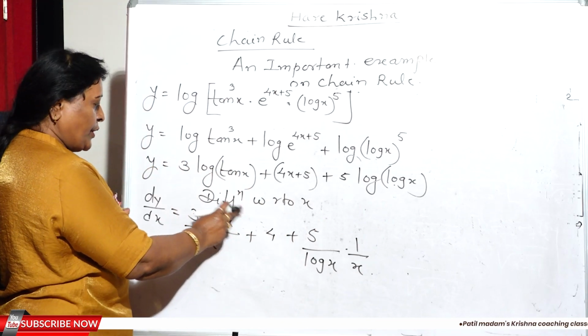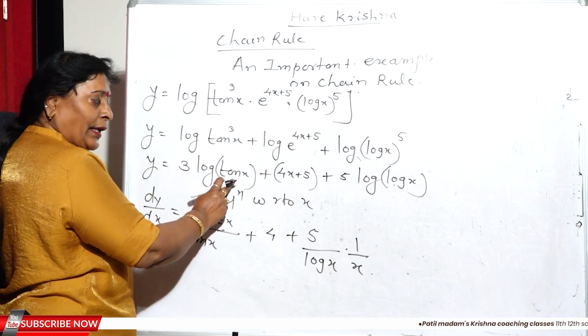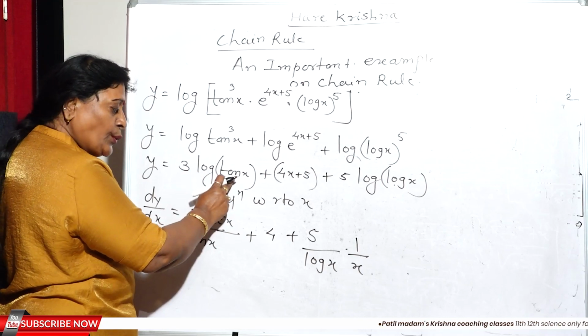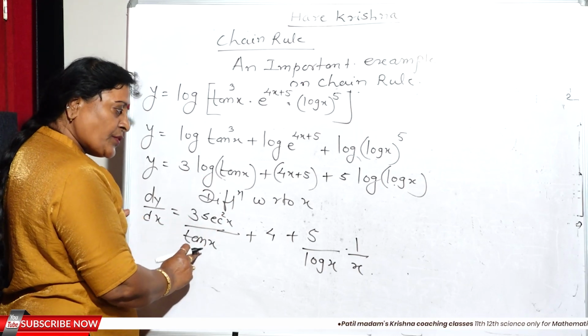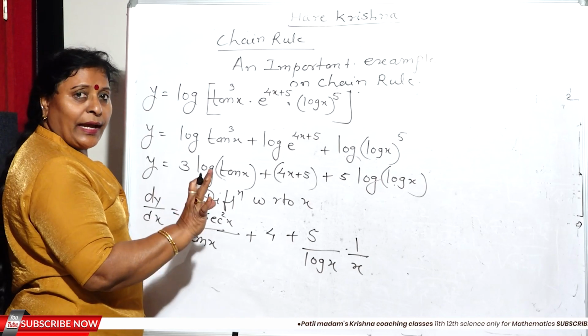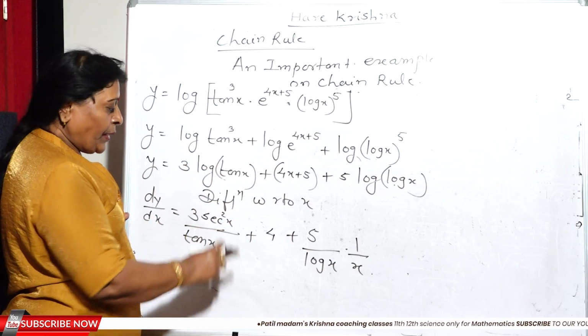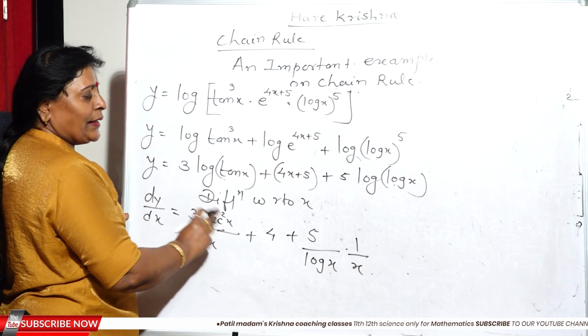Now you can differentiate. 3 remains as it is. Here again you have to substitute u. Log u, that is nothing but 1 by u, means 1 upon tan x. You must not write u, but write whatever is equal to u, right? And what is the derivative of tan x? That is sec square x.